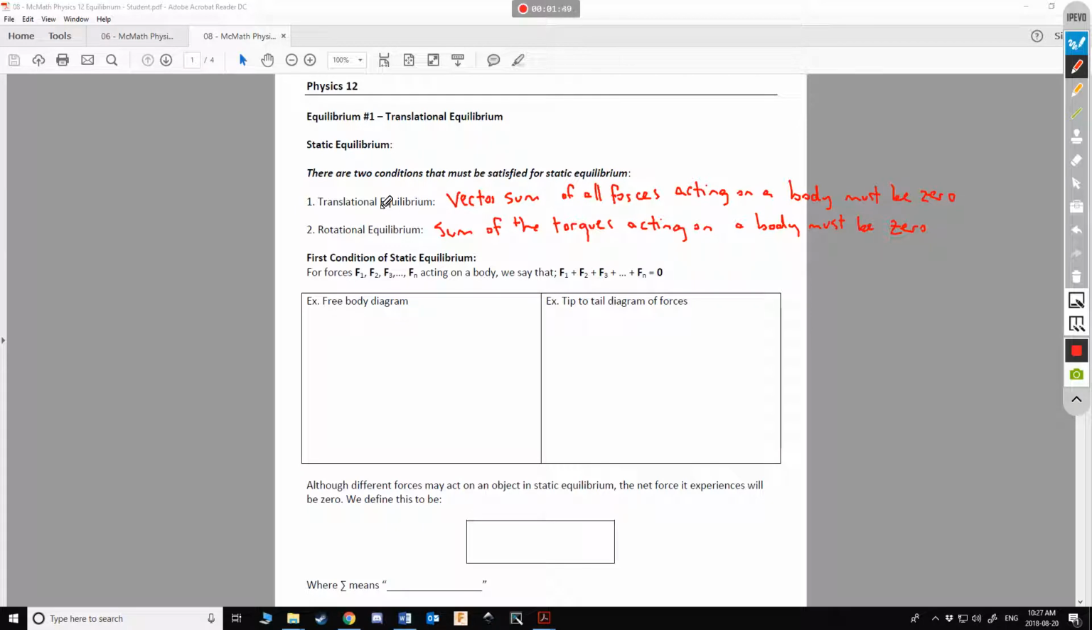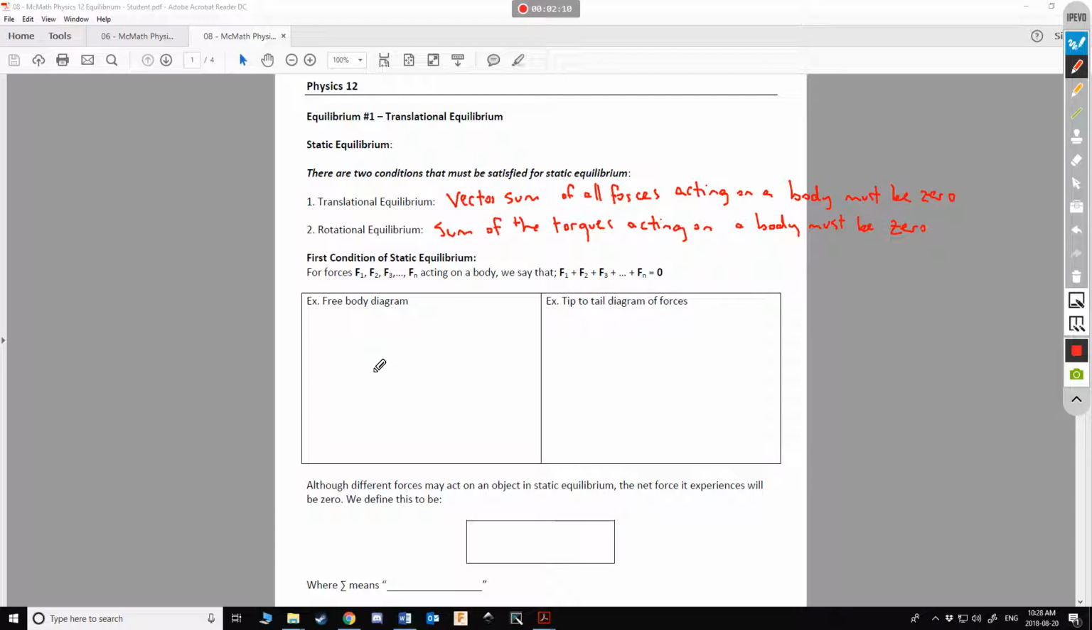So translational equilibrium describes motion as like sliding motion or pushing. Like if you were to push something, it's going to move across the floor, or if you're going to lift something, it's going straight up and down. Torques describe rotation. So imagine if you had like a wrench and a nut. If you apply a force on the wrench, it'll cause the nut to rotate. And we call that a torque. We'll get into that more next day.